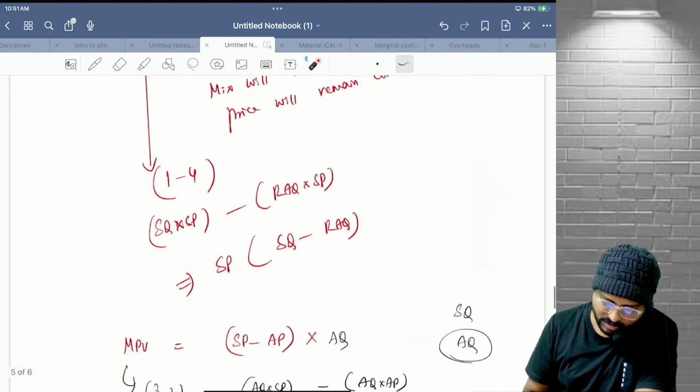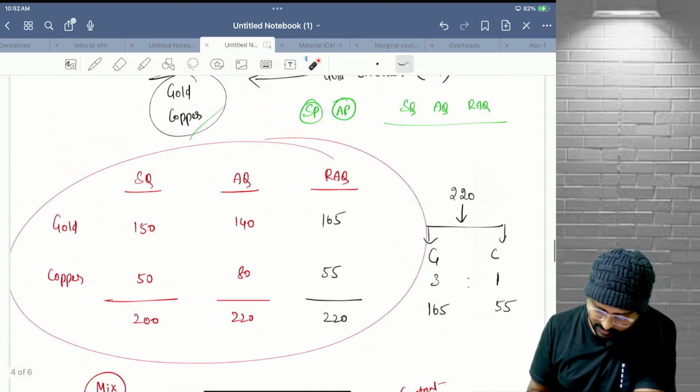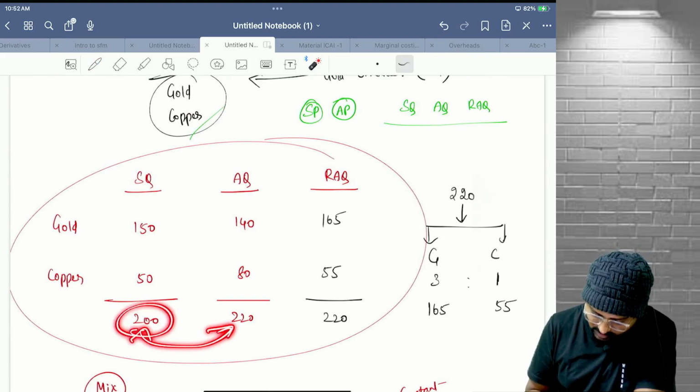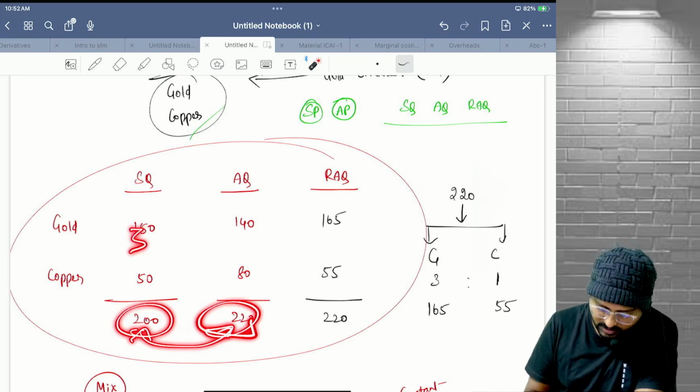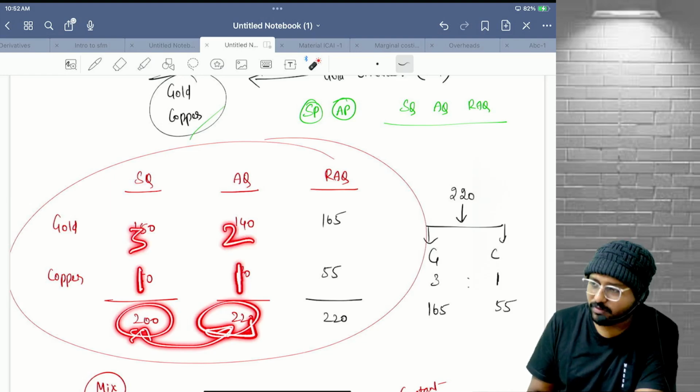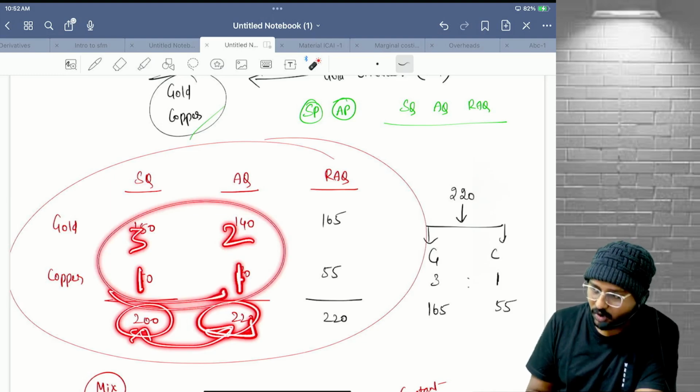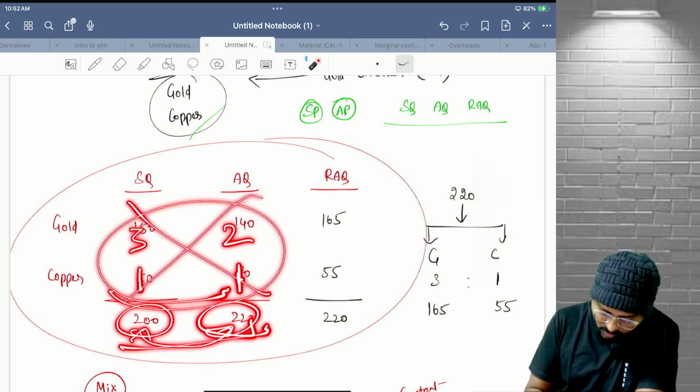Yield must change, right? Coming on to this formula, here yield is changing, yes. And what should remain constant? Mix must remain constant. Here mix is in the ratio of 3 is to 1. Here it is in the ratio of 2 is to 1. Is it constant? No. According to us, it should be constant. Only yield must change. So this is not my answer.